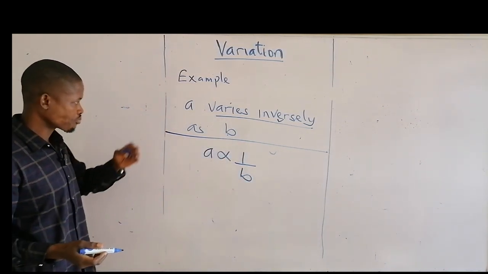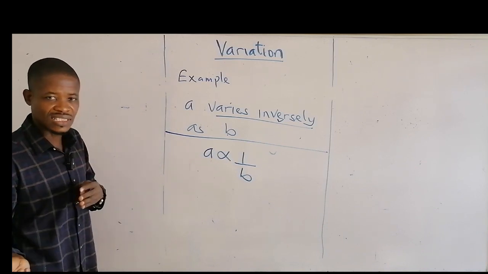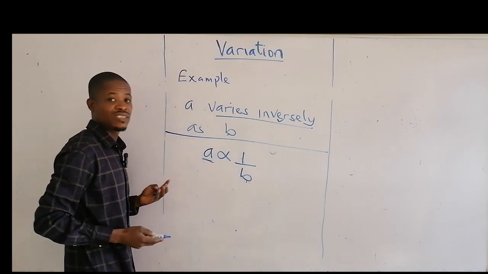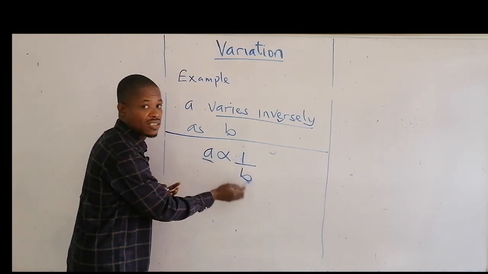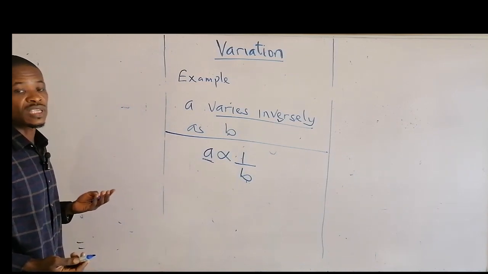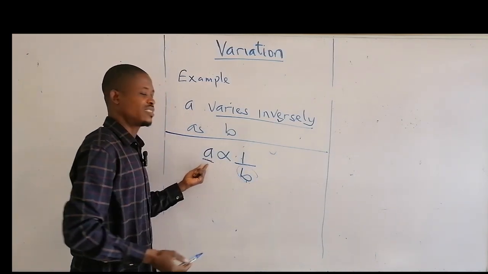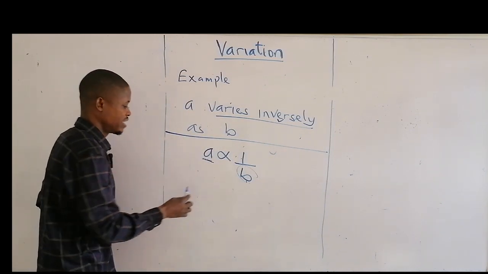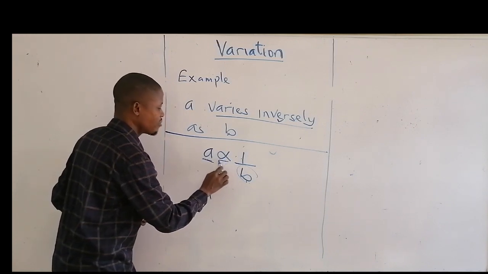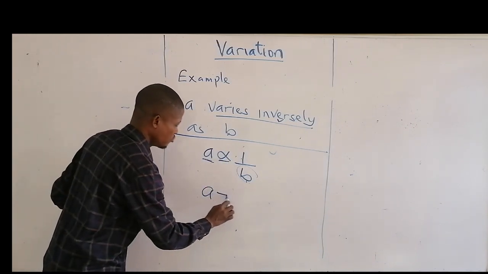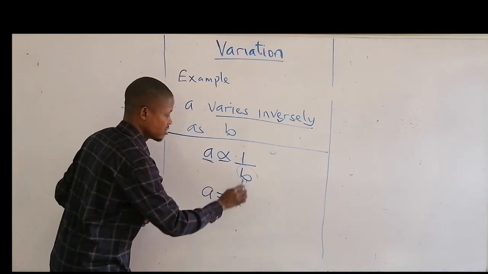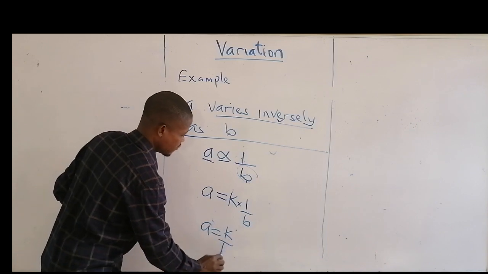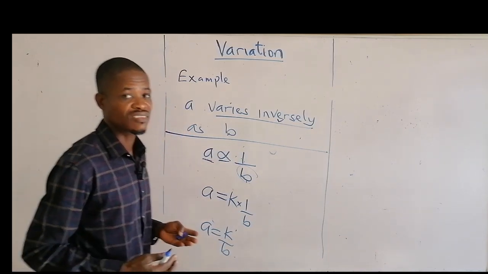So that's the difference between direct and inverse variation. It shows that as this is increasing, this is decreasing, because we are having a fraction, 1 over B. And as this is decreasing, this is increasing. So the next thing to do is to remove the proportional sign, and that will be equal to K times the next value, 1 over B. And that will be A equals K over B. So that's that on inverse variation.